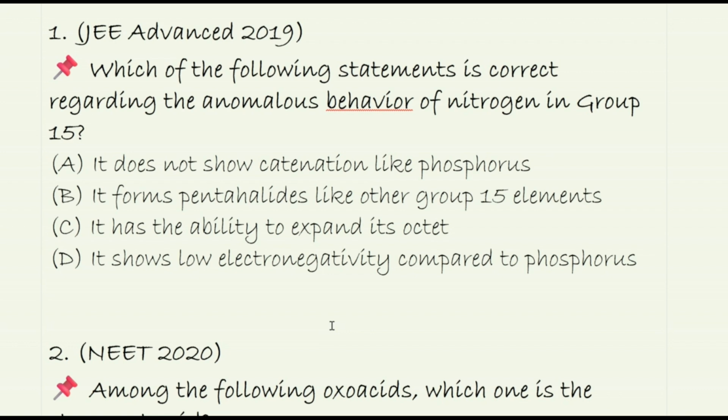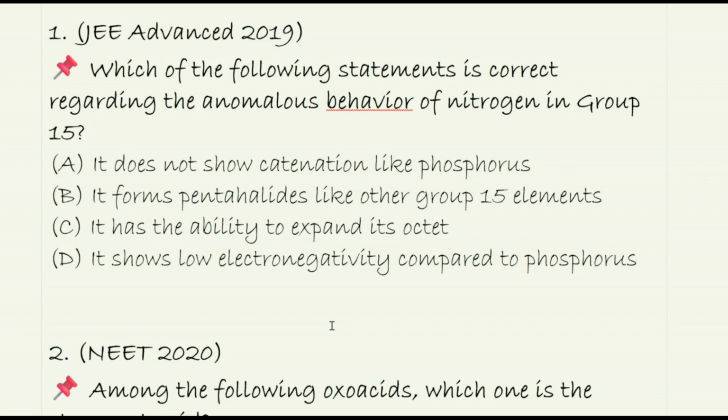The first question is: which of the following statements is correct regarding the anomalous behavior of nitrogen in group 15, which was asked in Advanced. What is the answer to this question? I'm giving you 5 seconds. 1, 2, 3, 4, and 5. So if you know the answer, just put it in the comment. Still thinking about the answer? Let's see the options also.